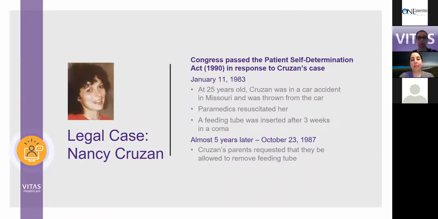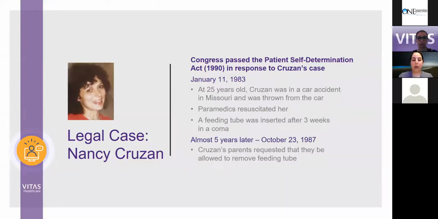Our second case is Nancy Cruzan, another very well-known case. On January 11, 1983, at the age of 25, Cruzan had a wreck on a country road in the Ozarks of Southwest Missouri, and she was thrown from her car. Paramedics found her with no vital signs, but they resuscitated her. After 3 weeks in a coma, she was diagnosed to be in a persistent vegetative state, and surgeons inserted a feeding tube.